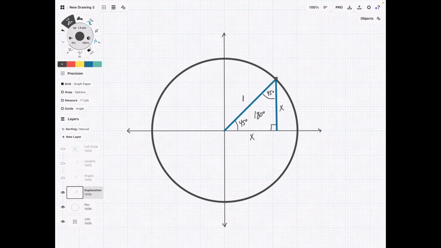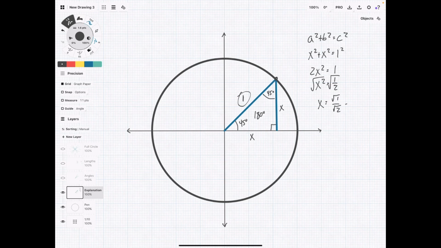And now we can plug them into the Pythagorean theorem. So we'll do that quickly up here. X squared plus x squared equals 1 squared, since that is the hypotenuse here. Then we'll have 2x squared equals 1. X squared equals 1/2. Square root of both sides. X equals square root of 1 over square root of 2, equals 1 over square root of 2. And then we're going to multiply top and bottom by square root of 2. So that's going to give us x equal to square root of 2 over 2. So this point here is square root of 2 over 2, square root of 2 over 2.